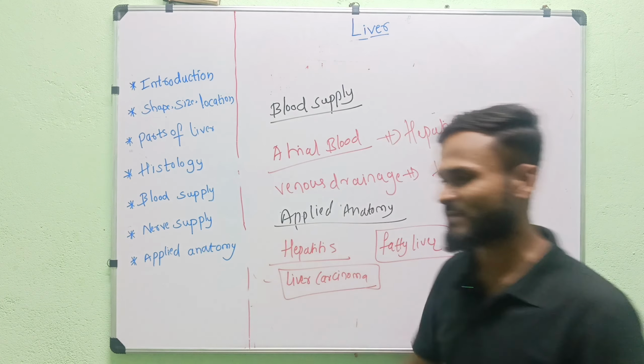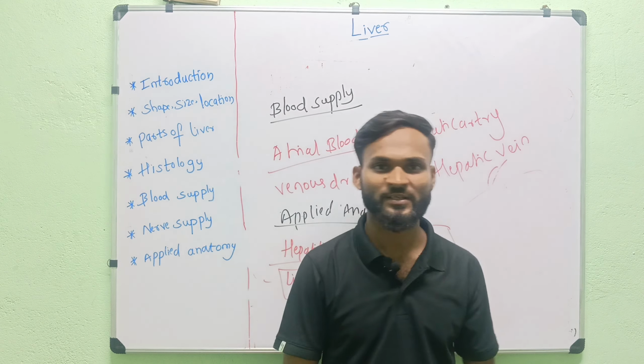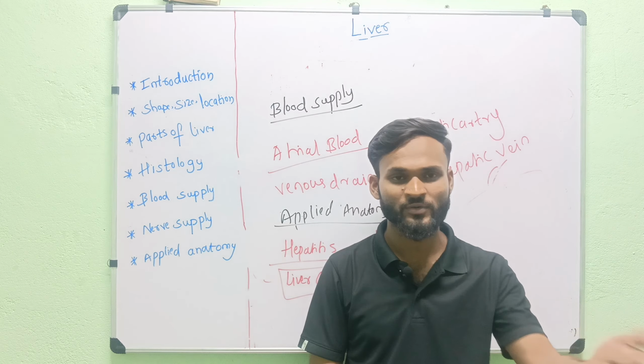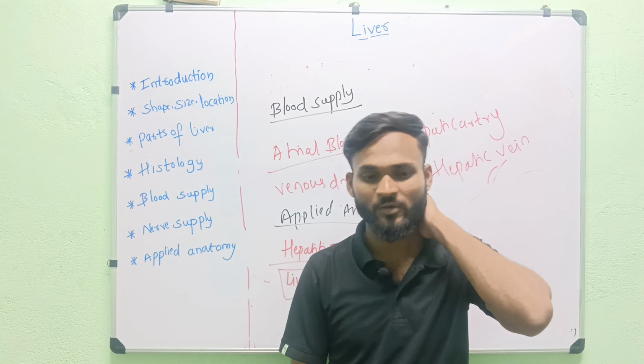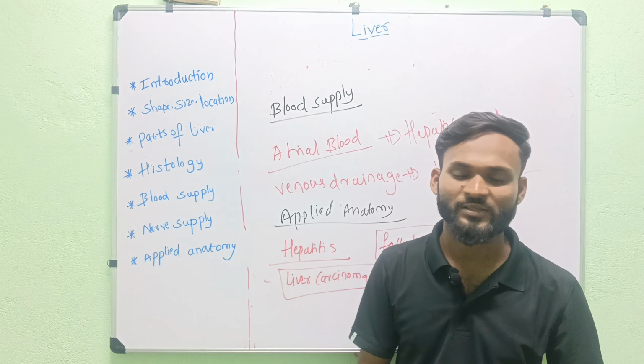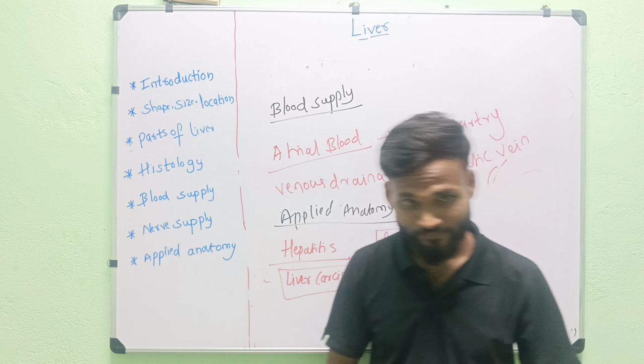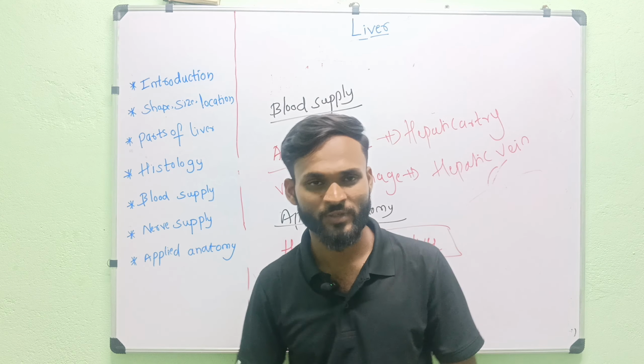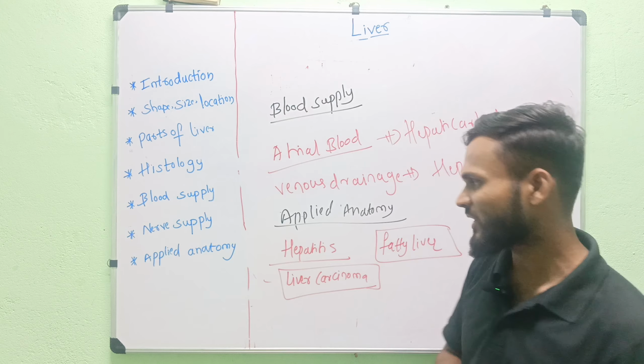Then we discussed the nerve supply. The parasympathetic nerve supply, done by your vagus nerve, increases the secretion of bile juice in order to stimulate digestion. The sympathetic nerve supply, from fibers which originate from your celiac, slows down your bile secretion and also slows down your digestion.